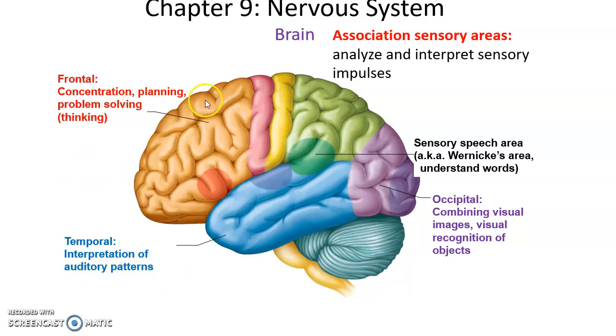Within the frontal lobe, we have areas that are focused on concentration, planning, problem solving, very important for higher reasoning. And then we also have this region called the sensory speech area. This area, somewhat near the auditory area, is what allows us to actually understand individual words and know what those words mean.